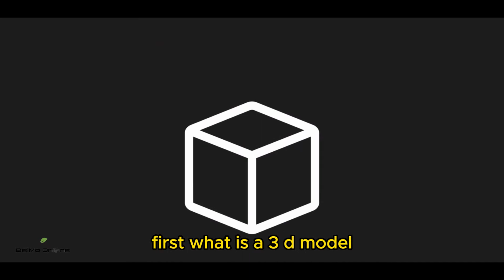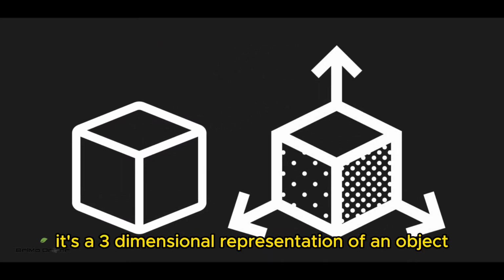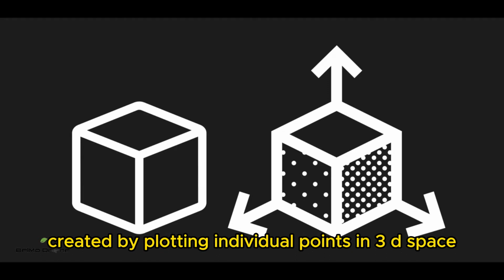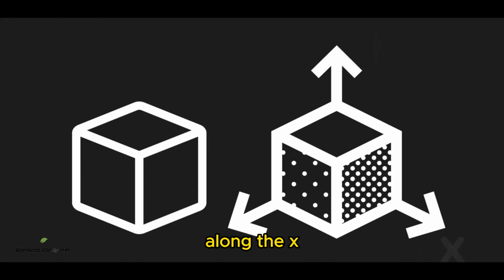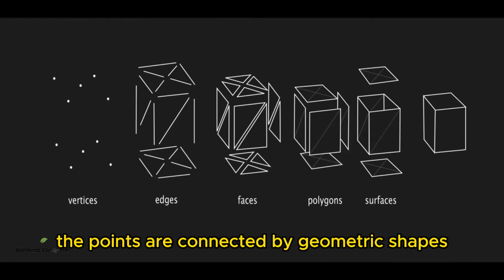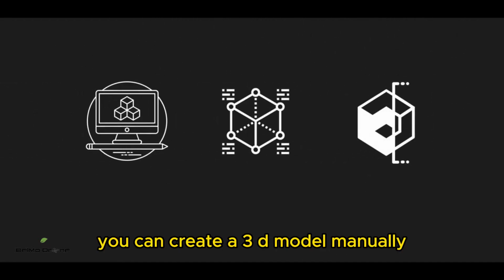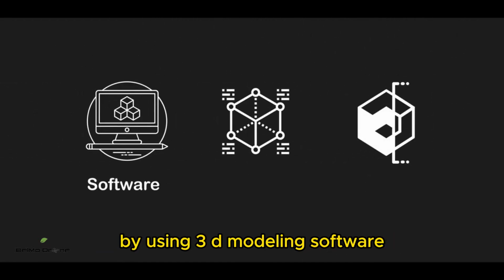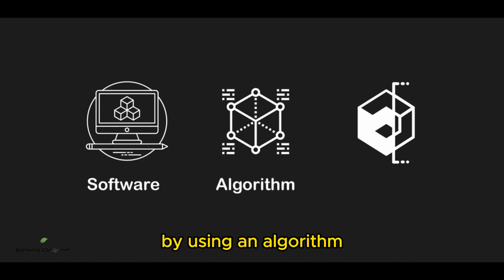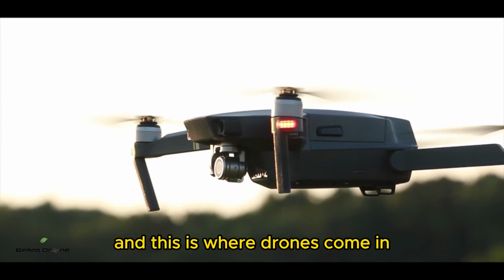First, what is a 3D model? It's a three-dimensional representation of an object created by plotting individual points in 3D space along the X, Y, and Z axes. The points are connected by geometric shapes, such as triangles, lines, or curved surfaces, to form the model. You can create a 3D model manually by using 3D modeling software, by using an algorithm, or by scanning a physical object. And this is where drones come in.